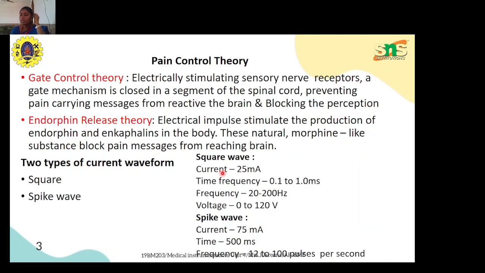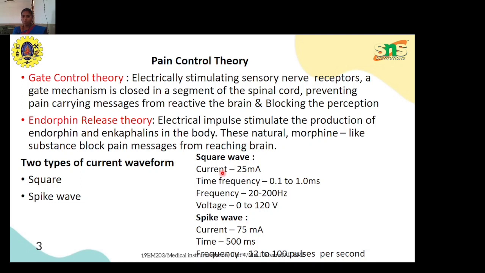Next, we will see the principle behind controlling the pain, that is the pain control theory. As of now, we are going to control the pain and block the pain signal. What is the mechanism that is really happening, we should understand. So we are going to see the two pain control theories now. By means of these two theories we can easily control the pain signal. We can prevent the pain signal from reaching the brain. That is all about the pain control theory.